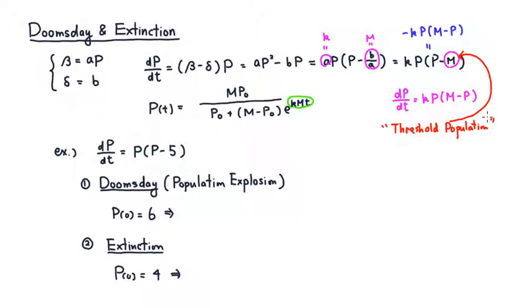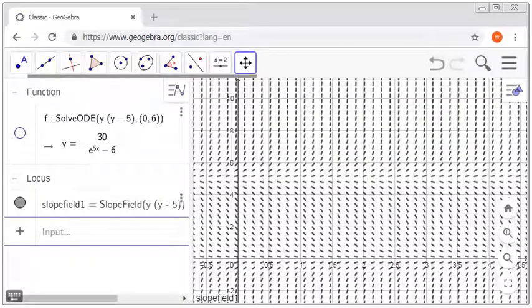It's probably the easiest to look at a concrete example. So let's just do a simple example. dP over dt is equal to, K is equal to 1, P times the quantity P minus 5. So M is equal to 5. So the threshold population is 5. Let's actually look at GeoGebra here. So open up GeoGebra. I actually already drew the slope field for this particular differential equation.